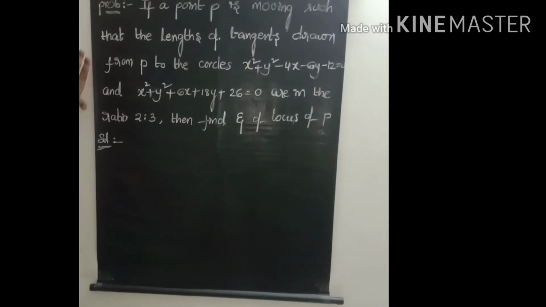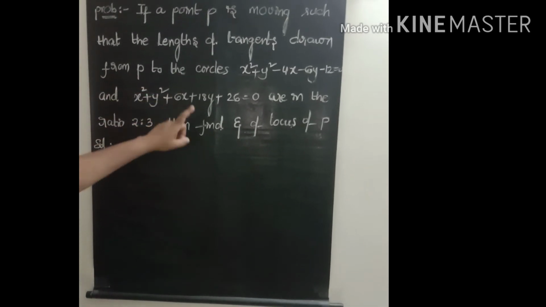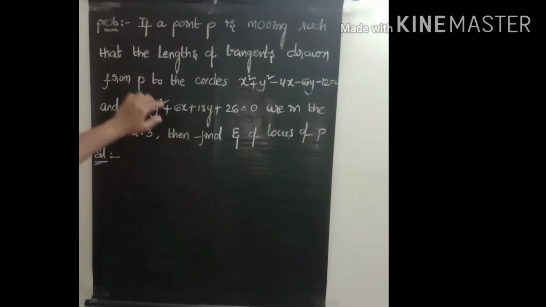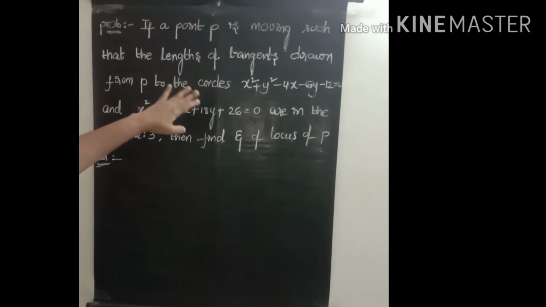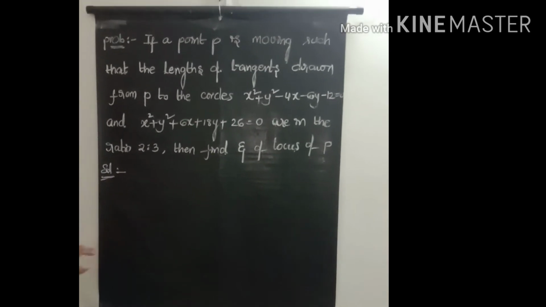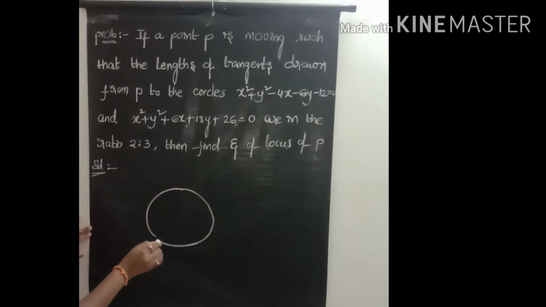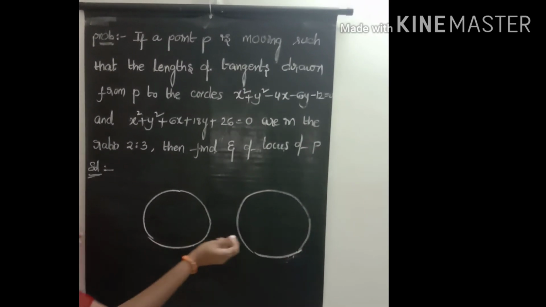If a point P is moving such that the lengths of the tangents drawn from P to the circles are in the ratio 2:3, then find the equation of locus of P. P is a point that moves such that the lengths of tangents from P to the circles are in the ratio 2:3. So for that, first we are taking two circles here. This is the first circle and this is the second one. So these are the given two circles.